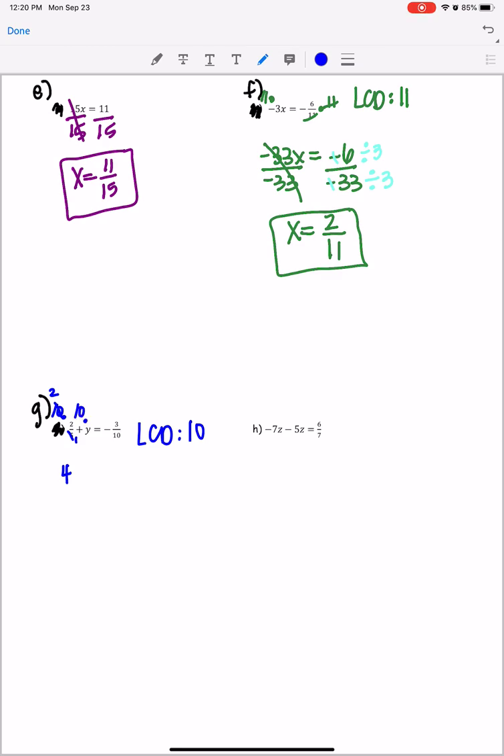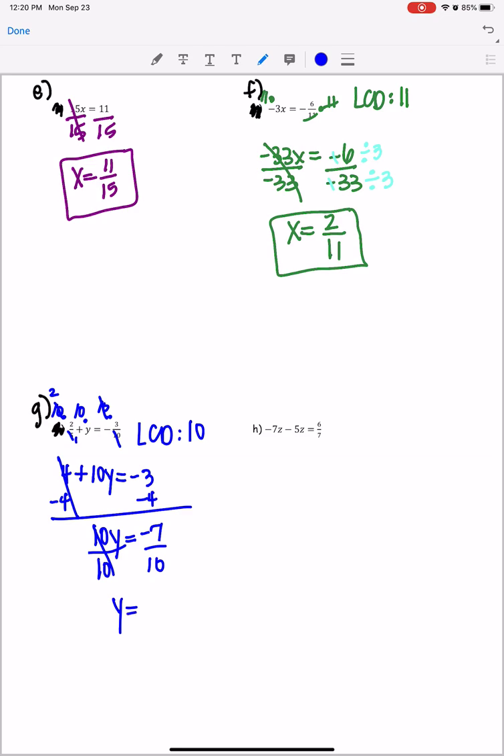Multiply this term by 10. So we get plus a 10y equals, and multiply this one by 10. My 10s cancel, and I'm left with a -3. So now to solve, subtract your 4 over. Opposite of a +4 is a -4. So 10y equals -7. Divide by 10. And we get y equals -7 over 10.